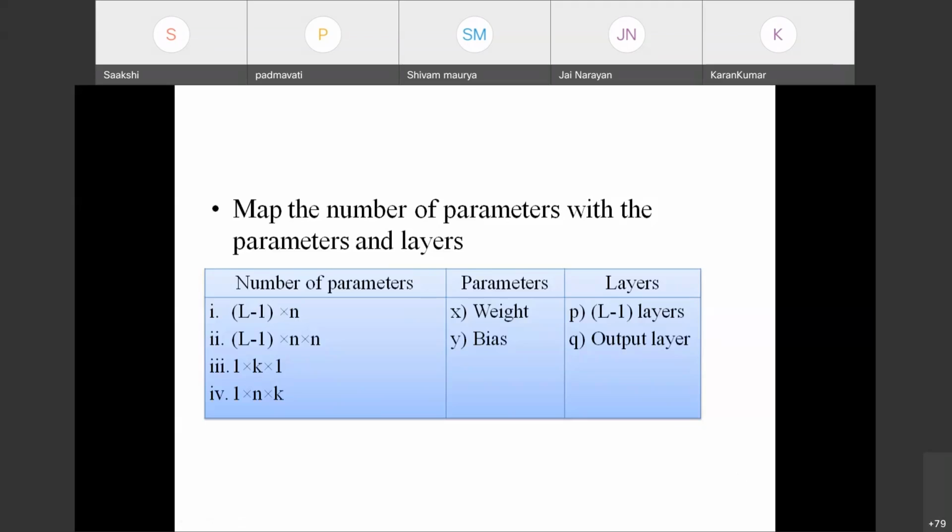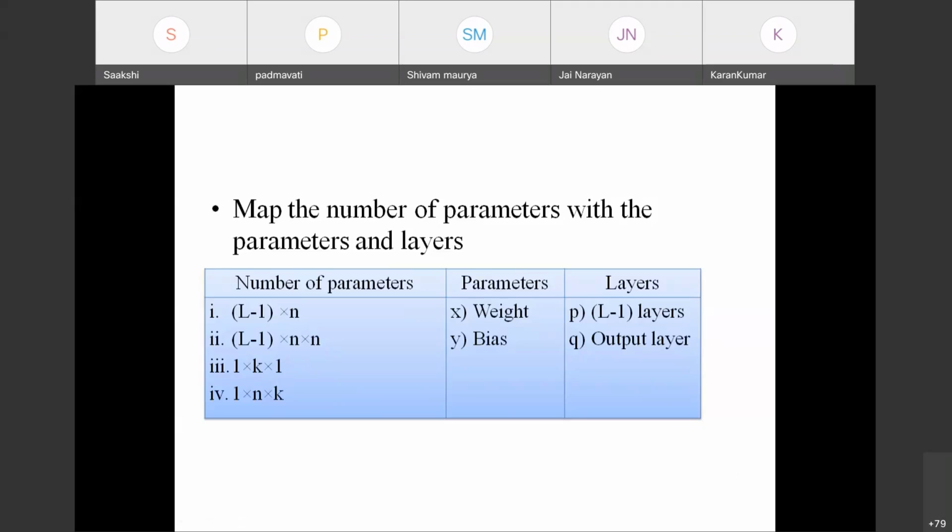Because understanding dimensionality in a feed forward neural network, or any other type of neural network, is very important. Once we understand the dimensionality, it will become much easier for the next sessions.